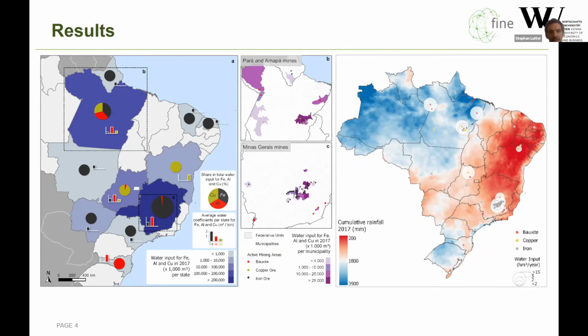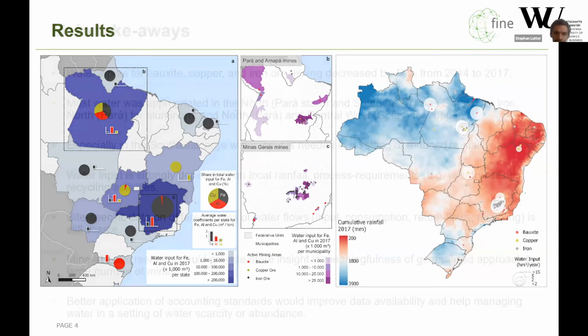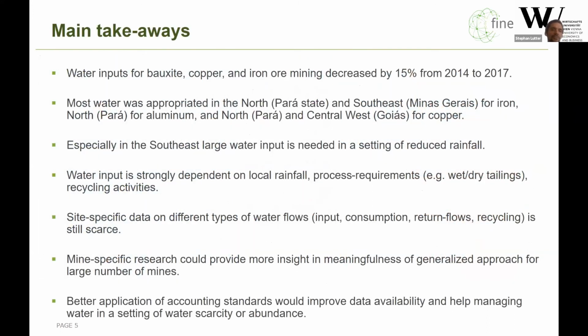And if we look at the left map, we see it more metal specific, which of the metals use most water in comparison to the other two. And we see, for instance, in the northwest, the water input would be similarly distributed, but in the southeast, iron plays the major role. So finalizing, what are the main takeaways of our results? We can see that water input for bauxite, copper, and iron ore mining decreased over time, which might have different reasons, and I'm getting to that in a second. We see that most water was appropriated in the north, in the Pará states, and in the southeast, in Minas Gerais. And especially in the southeast, large water input is needed in a setting of reduced rainfall. So there water scarcity is rather an issue to be tackled.